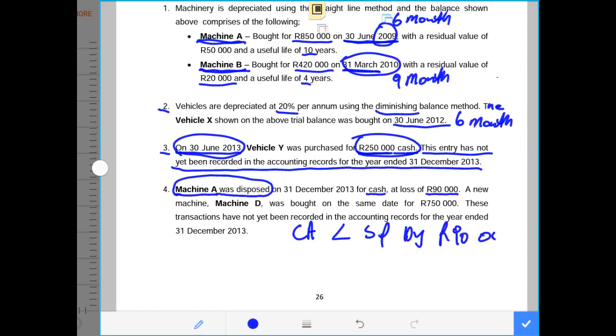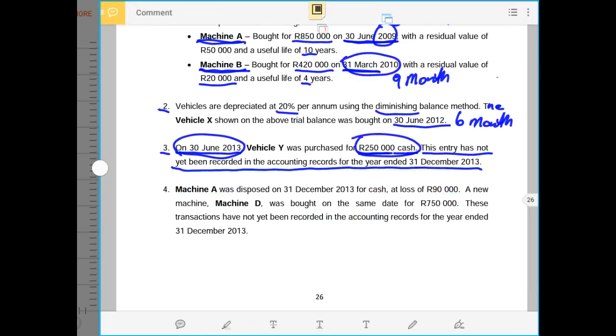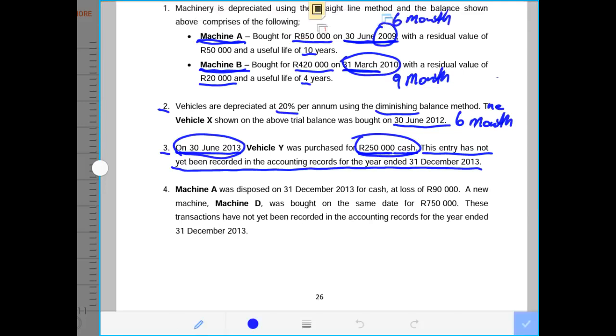That's what this means. If you sell an asset at a loss, meaning the selling price of that asset must have been less than the carrying amount, that is why we will make a loss, because of the value of the asset, the carrying amount or carrying value of the asset, however you call it. So the difference between the carrying amount and the selling price was 90,000 rands. Very important information to note.